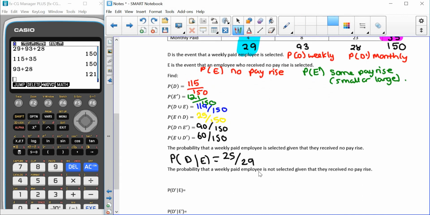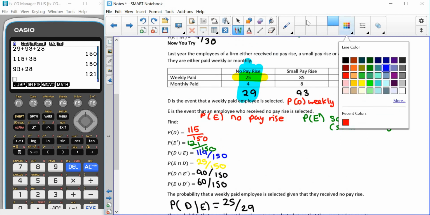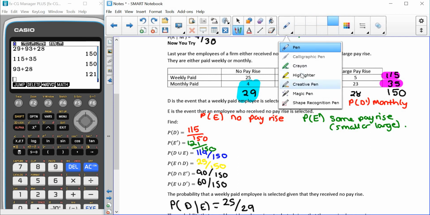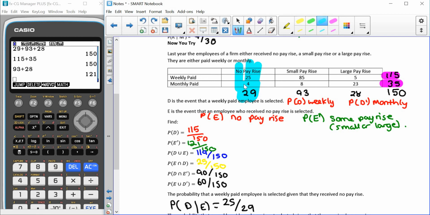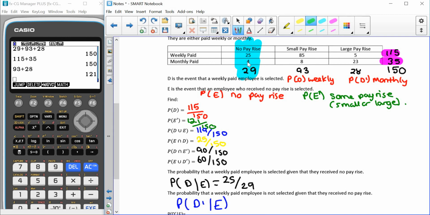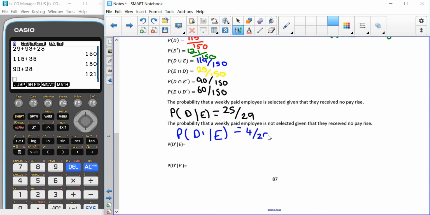Next, we have the probability that a weekly paid employee is not selected given that they received no pay rise. So we're looking at the probability that they are not weekly, so that's going to be D dash, given that they have no pay rise, which is E. And that's the same as this next question here. So we're just going to do this once because these two are the same. We're still looking at our no pay rise category, so we're still looking at this section here, but this time a weekly paid employee is not selected. That means that they must receive monthly pay, which means it's going to be 4 out of the total of 29. So that's going to be 4 out of 29. And as I said, that's the same as this question here.